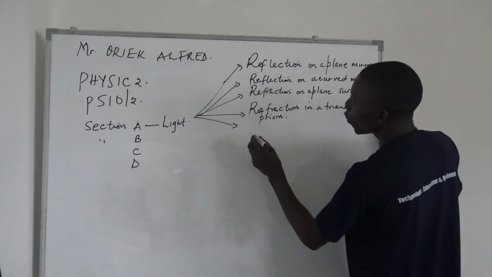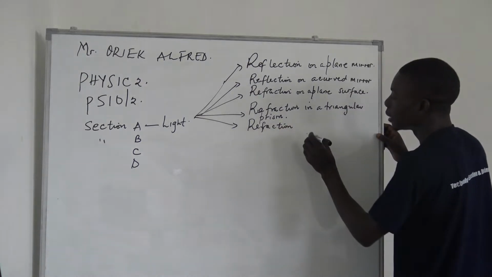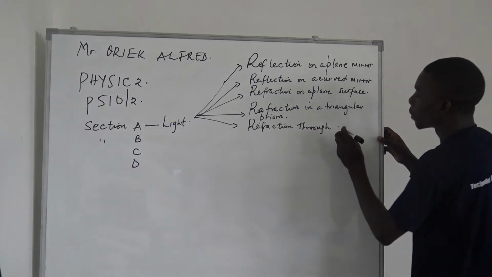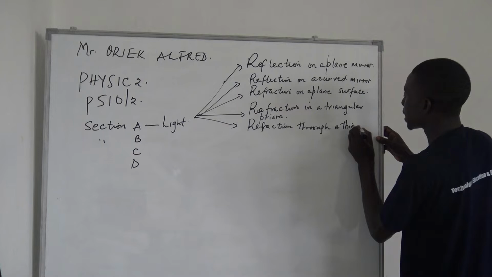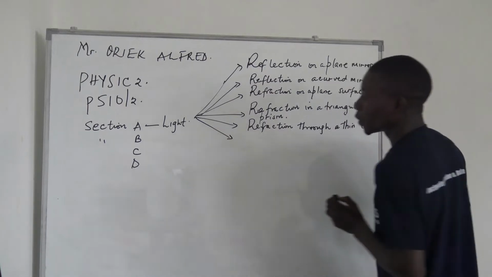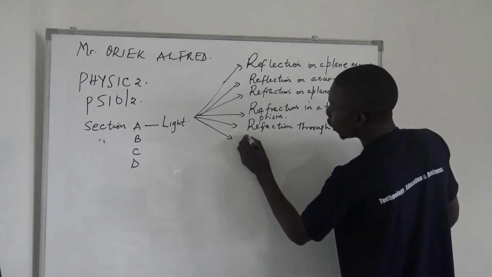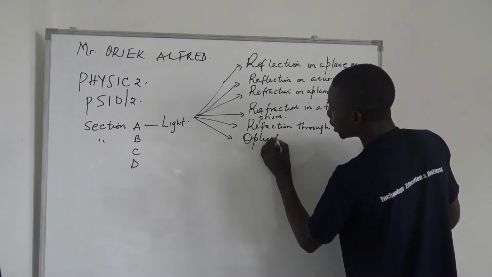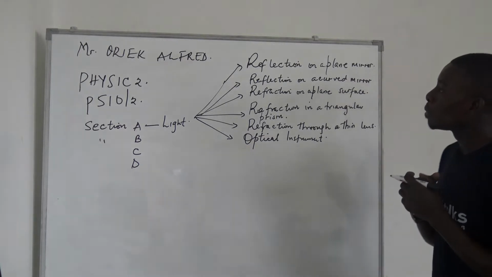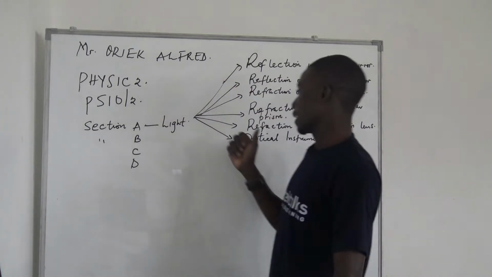And then next we have refraction through a thin lens. And then lastly, to wind up light for section A, we shall look at optical instruments. And that will be all for section A, coverage under light.